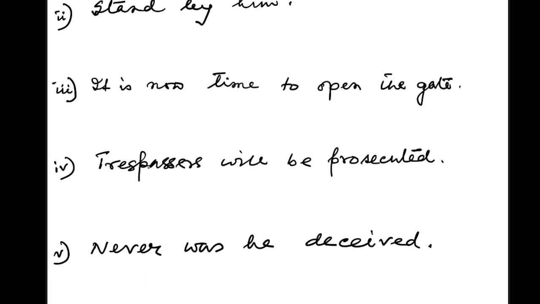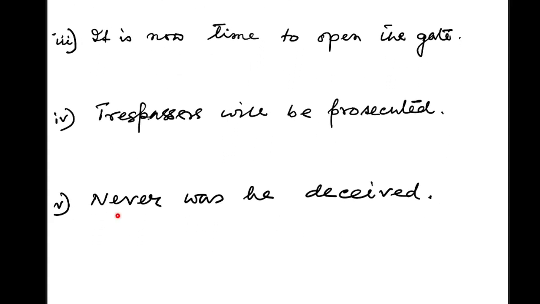Now, the fourth sentence, trespassers will be prosecuted. This is the fourth sentence. And the last sentence, never was he deceived. So these are the five sentences, students. Pause your video and do the work yourself and come back and check your answer.